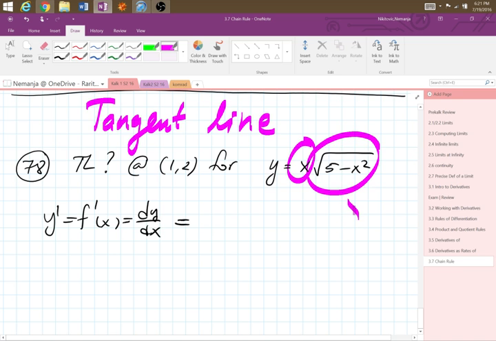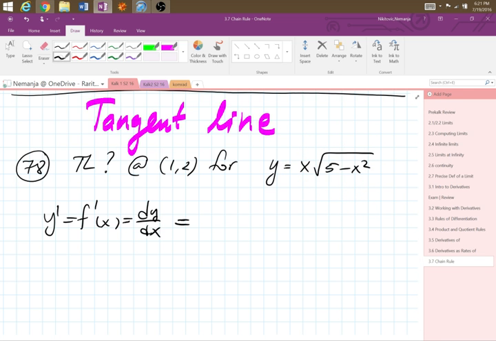Very good. And this guy over here, the second one, is a chain rule at the same time because there's a function inside the function. Excellent. So, we are going to do the product rule. Copy the first times the derivative of the second.